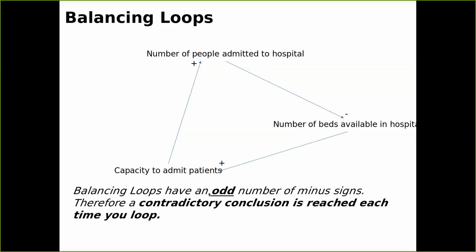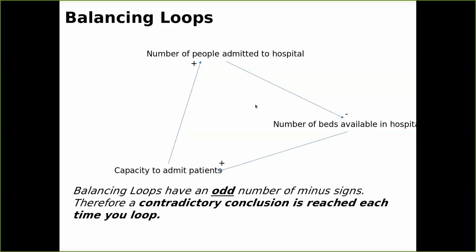Now, in this case, we identify a balancing loop because it's got an odd number of minus signs. In this case, it's got one. So we've got one influence where the thing influencing is going in the opposite direction to the thing being influenced. In this case, as the number of people admitted to hospital increases, the number of beds available decreases. If it's any odd number of minus signs, that will be a balancing loop. And you can test this, just as we did before, by talking through the loop and seeing if you come to a contradictory conclusion once you get around the loop.